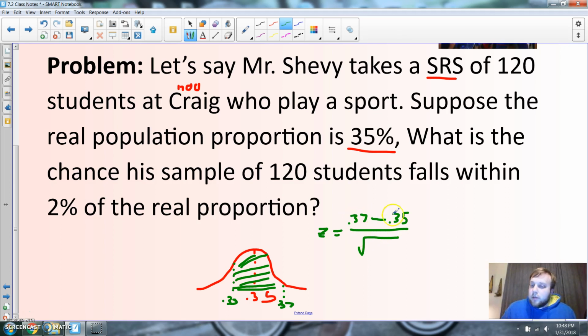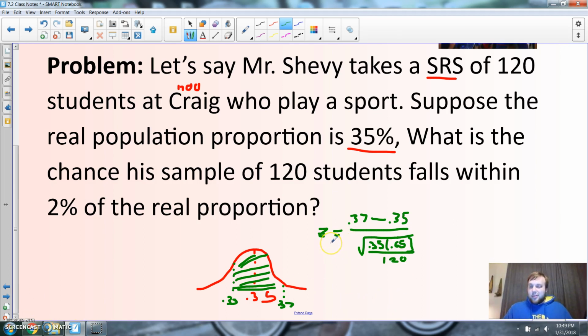Now, which one of these do I use for standard deviation? Remember, it's the square root of p times 1 minus p over n. I always go off of the one that I know for sure is the actual amount. So I'm going to go 0.35 times 1 minus p, which is 0.65, divided by my sample number, which is 120. So how spread out is this normal curve going to get? All right, and that would be my answer there. I'm going to pause it and figure this all out.